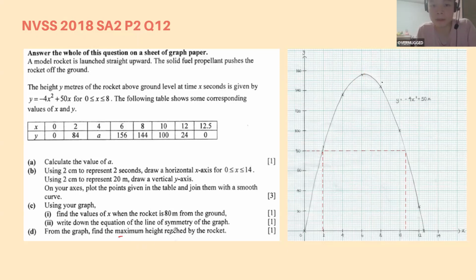Find the maximum height reached by the rocket. The maximum height will be somewhere over here, so you just read across the graph. They're asking you for the maximum point basically. Similarly, you can always substitute. Let's say you found x equals, for example, 6.2, example only. Then you substitute x equals 6.2 inside here, and you can find your rough value for your y.